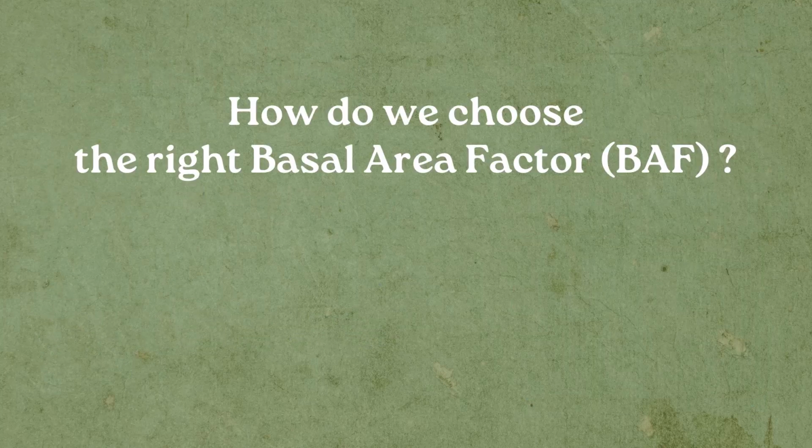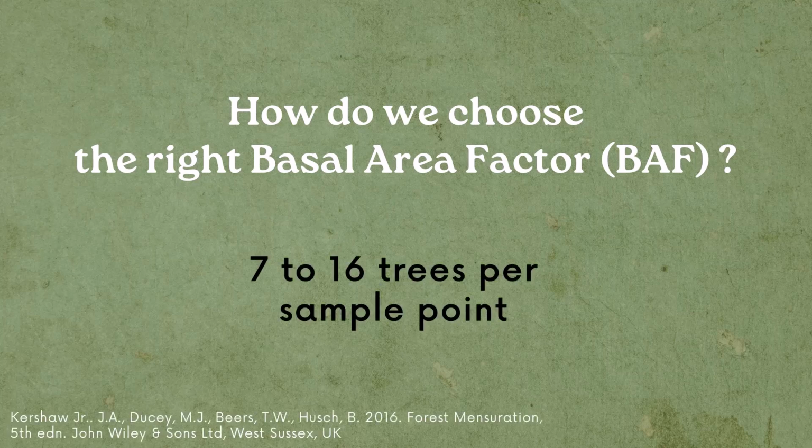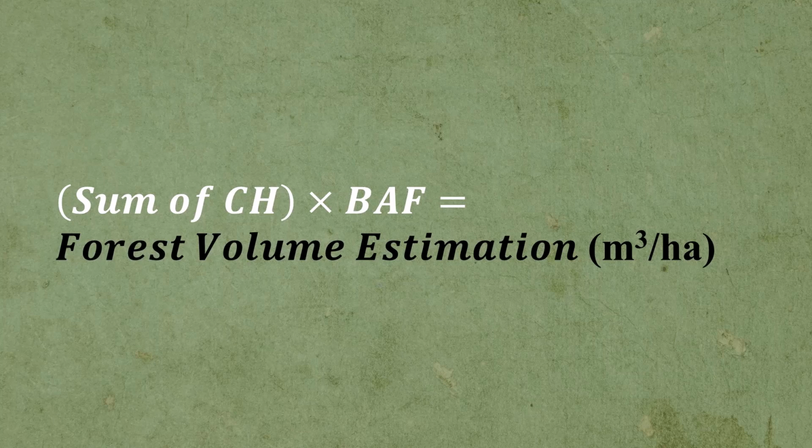Now, how do we choose the right basal area factor? The BAF should be one that allows you to sample the desired number of trees. Typically, this will fall within a range of 7 to 16. And that's it. We now have the forest volume estimate per hectare, and the best part is, we are free from the need for complex volume equations.